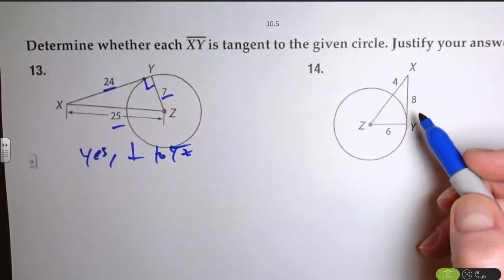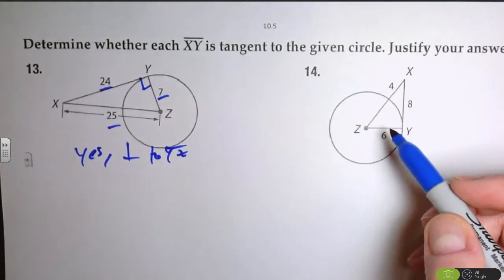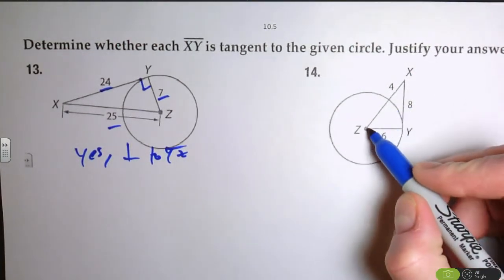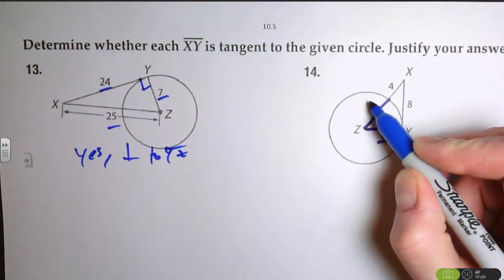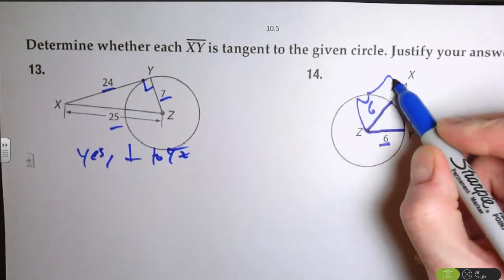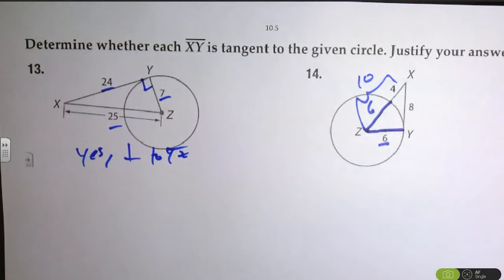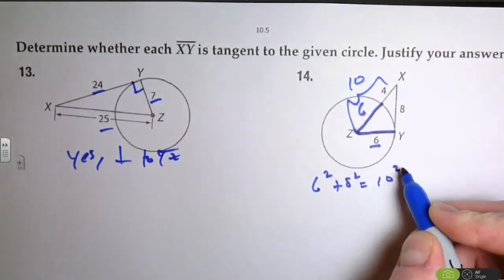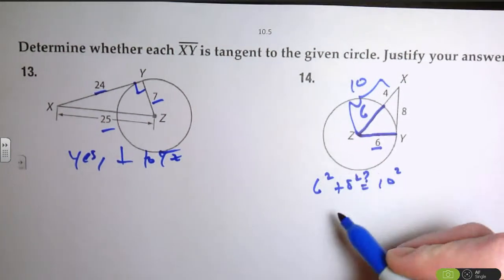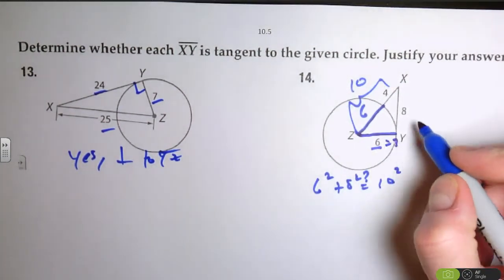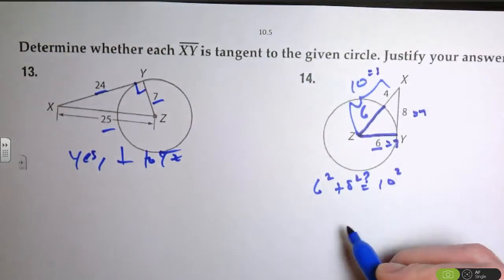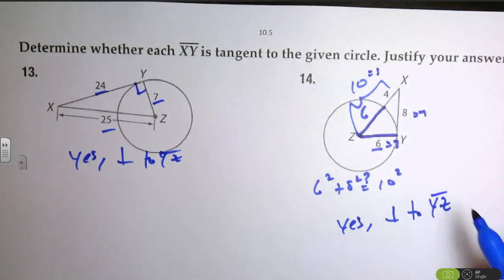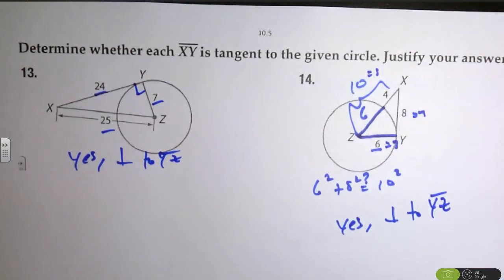Now I have to do the same thing with number 14. I have to see, is this guy a right triangle? Now we have to remember, just like on the example in the notes, this is 6 and this is also 6. So this whole thing is 10. So our guess is 6 squared plus 8 squared equal to 10 squared. And the answer is yes again, because you can check it out and you get 100 equals 100. Or this is really a 3, 4, 5. So yes, perpendicular to YZ. That was a nice and straightforward one.